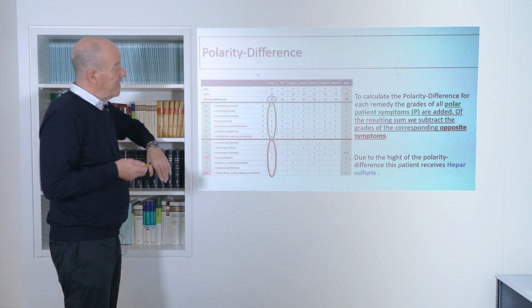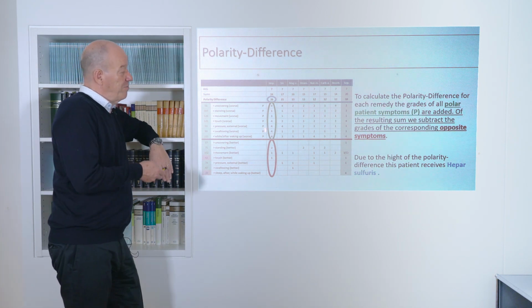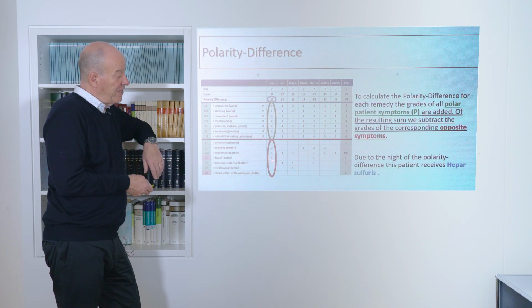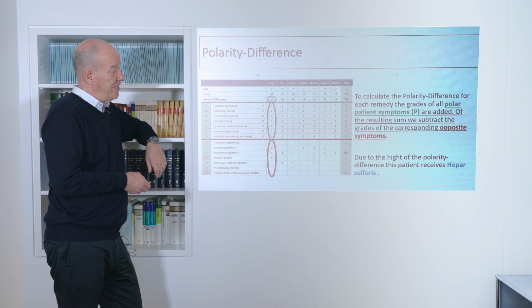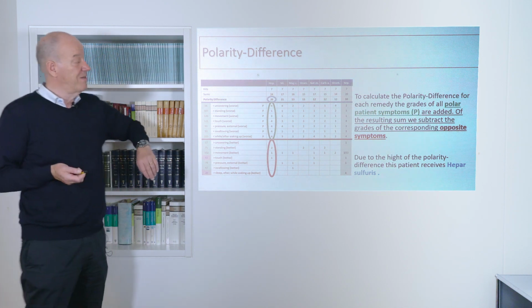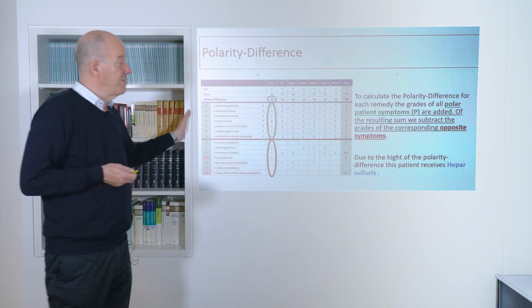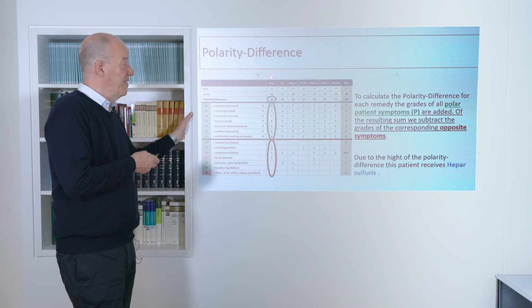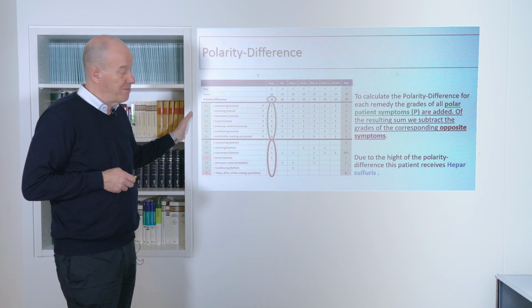In other words, we can say that every grade up here is an argument for this remedy, and every grade down here is an argument against the remedy. So this difference indicates how specific the remedy is for the patient's symptoms. So here it would be hepar sulfuris as the best remedy.